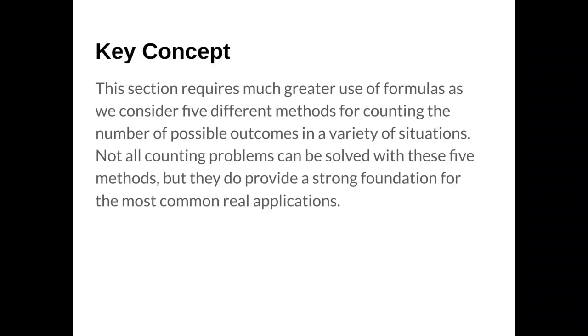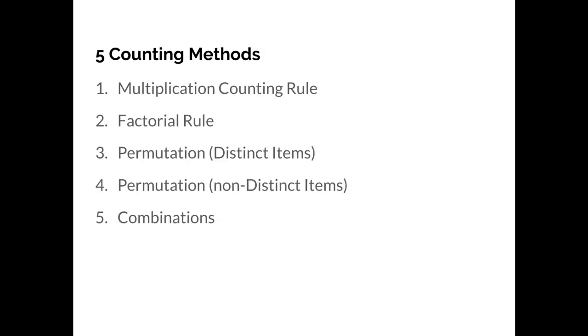So these 5 formulas that we're going to go through are not the be-all end-all for counting every single possible thing, but they do give us a really strong foundation, a really good base for counting the majority of things, and it's going to be sufficient for this class. So those 5 counting methods are the multiplication counting rule, which is sometimes referred to as the fundamental rule of counting, the factorial rule, permutation with distinct items, permutation with non-distinct items, and combinations.